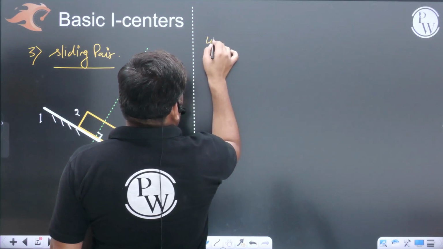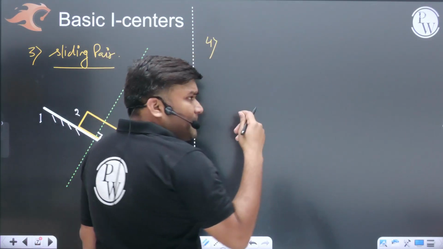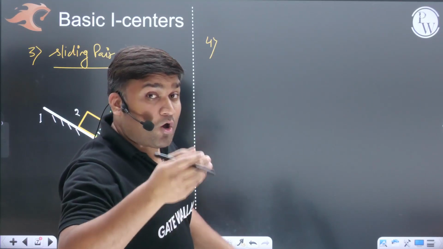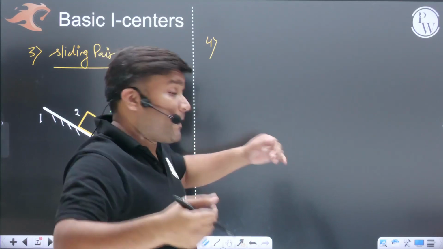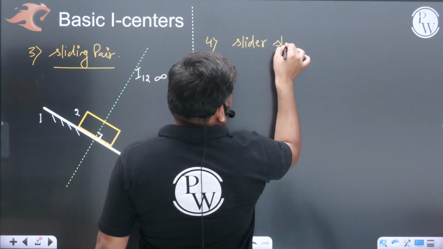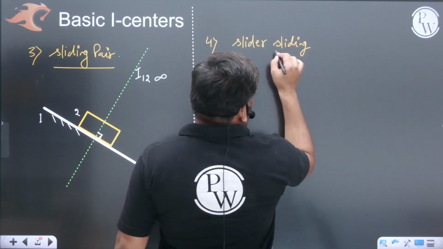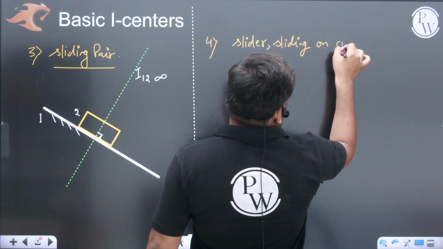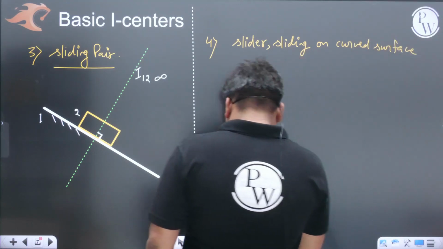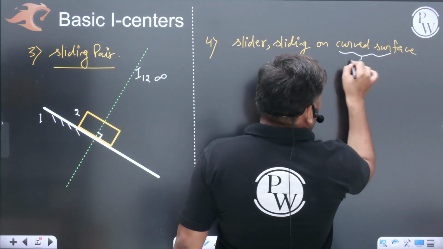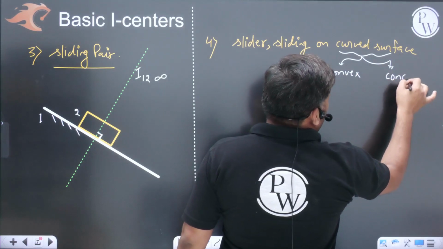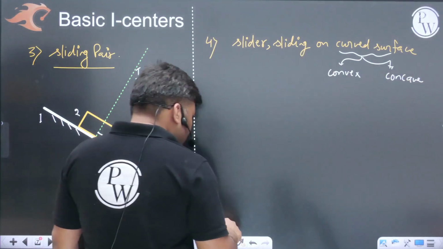Next. Suppose you are having a slider which is sliding on a curved surface. It may be on the convex part or it may be on the concave part. It doesn't matter, the results are going to be the same.